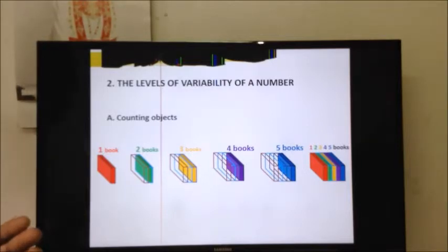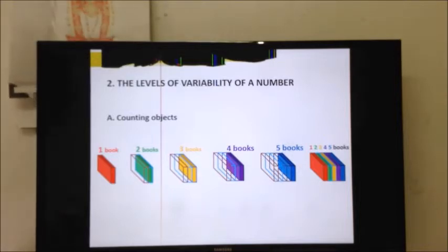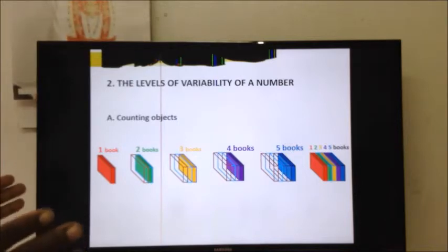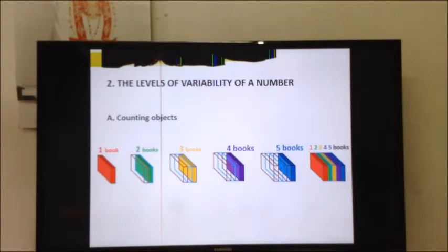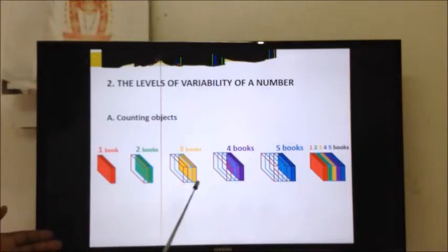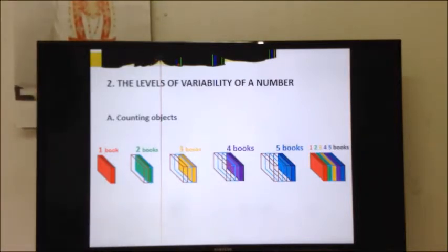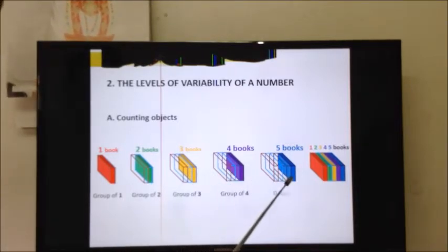So what were we doing while counting? When we count objects, we consider the whole batch of objects as a group here, a group of 5. Then we are cutting or slicing the 5 into pieces of 1, pieces of 2, pieces of 3, pieces of 4, pieces of 5. So what does it mean? That if I have a piece of 5, I can make a group of 1 out of this 5, a group of 2, a group of 3, a group of 4, and a group of 5.